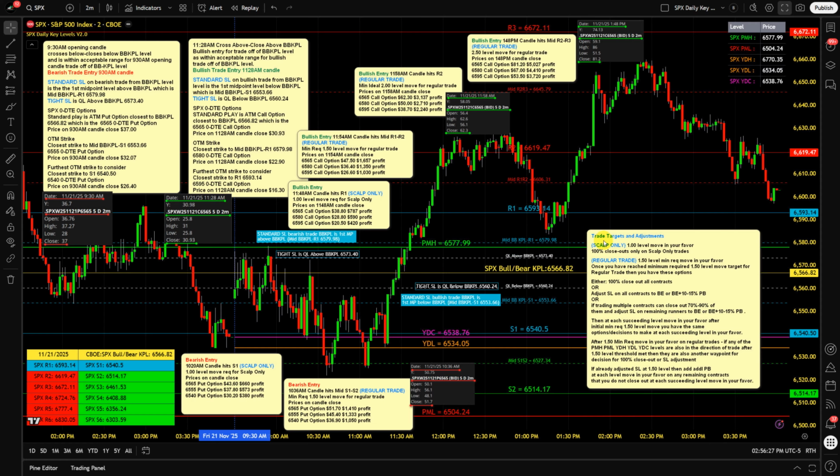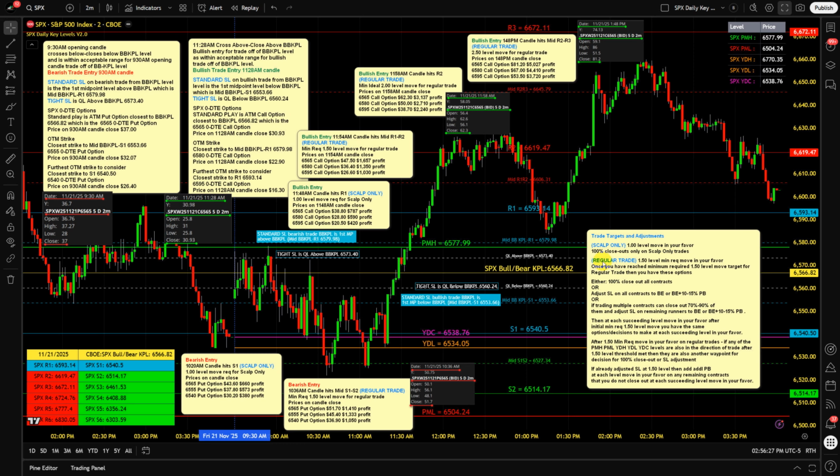Now, there are 2 different types of trades that you can do with this indicator. One is a scalp only trade, and one is what we call a regular trade. On a scalp only trade, you're looking for a one level move in your favor to close out all of your options. So on a scalp only trade with this indicator, there's no stop loss adjustment. You are simply looking for a one level move in your favor, and then you are exiting your trade regardless of how many options you're trading, whether you're trading one option or 3 options, 5 options, 10 options, or 20 options. It's still the same on a scalp only, 100% closeout.